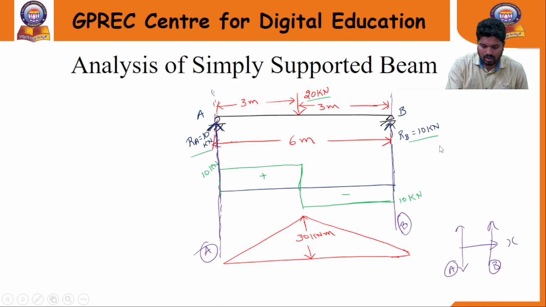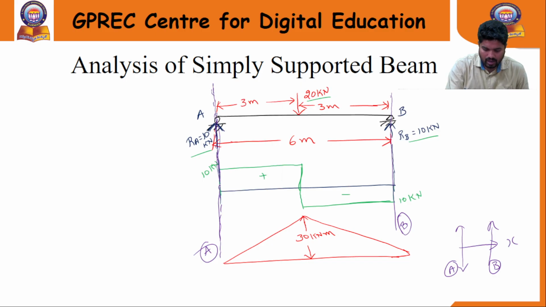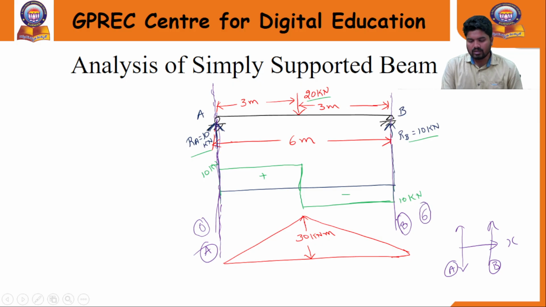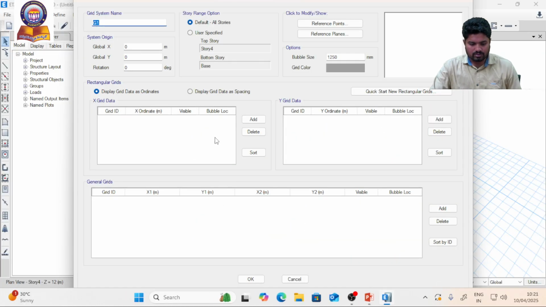Ordinate means here the starting grid A, I am considering it as zero ordinate, and the spacing of the second grid between A and B is 6 meters. That means with the help of ordinate you need to give 6 meters distance for this B grid. That is the thing here I am going to add.